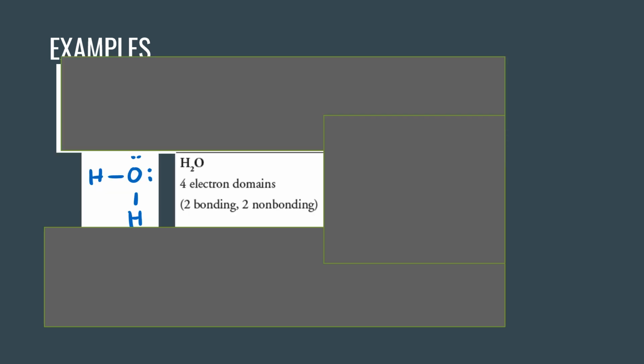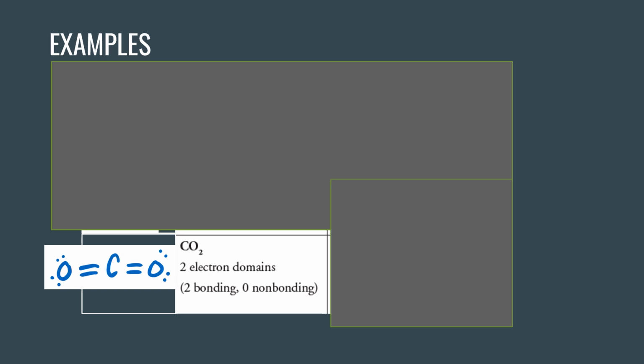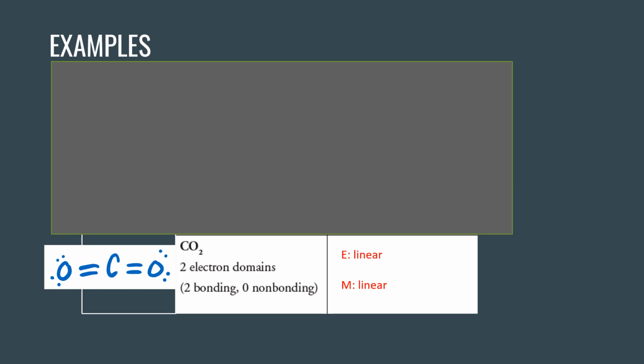You have H2O. There are four domains, two bonding and two non-bonding, meaning two lone pairs and two bonding domains on the central atom. Because it's four domains, it's tetrahedral for the electron geometry, and the molecular shape will be bent. You have CO2, carbon dioxide. On that central atom, you have two electron domains, and they are both bonding. There are no non-bonding. So the electron geometry will be linear, and the molecular shape is linear.